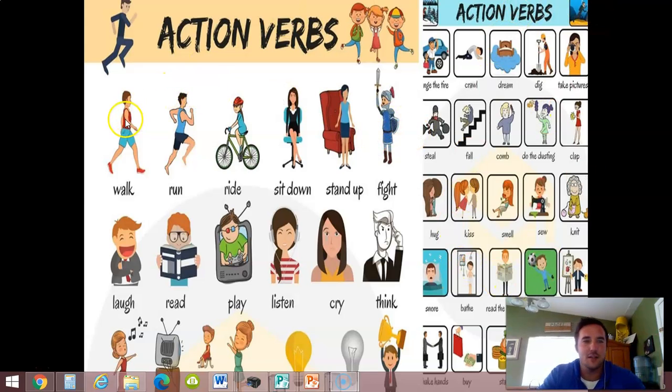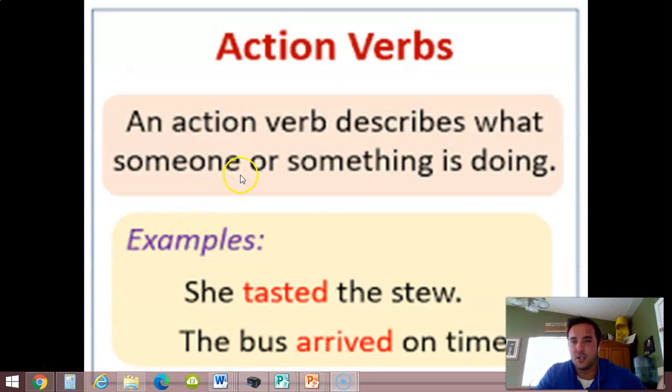Notice here, you can draw all these different pictures about what you actually do. There's all kinds of them. You walk, you run, you ride, you sit, you stand, you fight, you think, you cry, you listen, you play, you read, you laugh, so on and so forth. But what you do is the action. What you always have to do is, which is why we went through nouns and subjects first, find the subject, which often is a noun, not always.